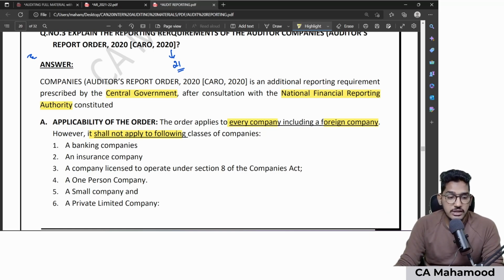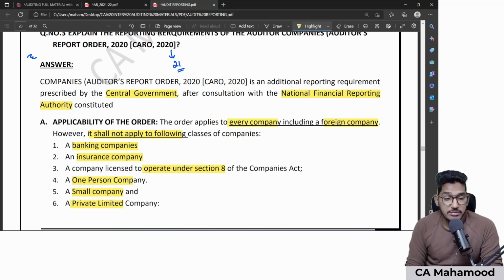So what are they, sir? Number one, banking company. If you are conducting audit of a banking company, CARO doesn't apply. If you are conducting audit of an insurance company, CARO does not apply. In case you are conducting audit of a Section 8 company, a non-profit making company, CARO will not apply. It will not get applicable even for a one person company and even a small company. And it is not even applicable for a private limited company.